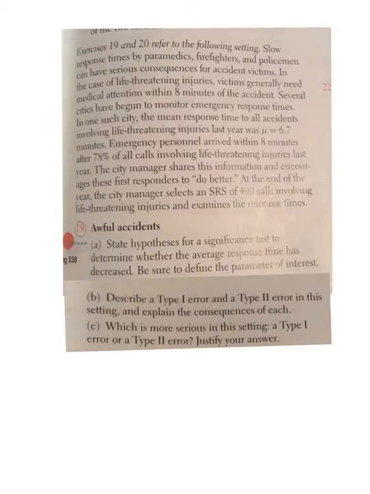Okay, number 19. Now check this out. If there's a life-threatening injury, as they say, people need assistance within the first 8 minutes. Now in this one city, the emergency personnel, the average time was 6.7 minutes. Now they're there within 6.7 minutes, about 78% of the calls. Now the city manager wants them to do better than that.